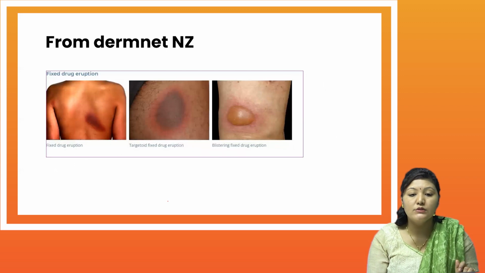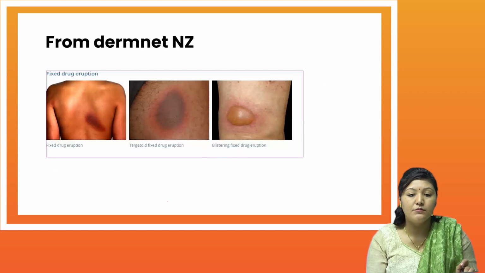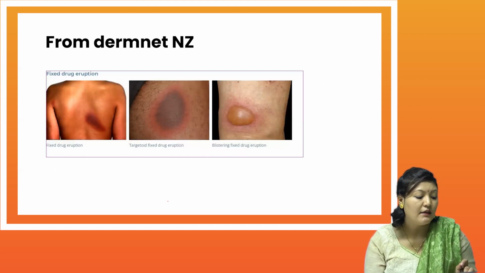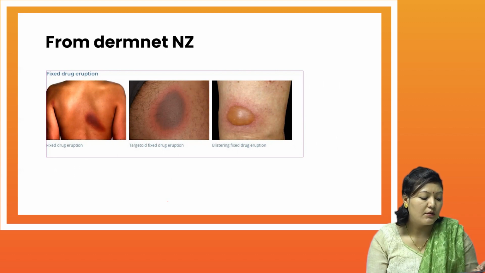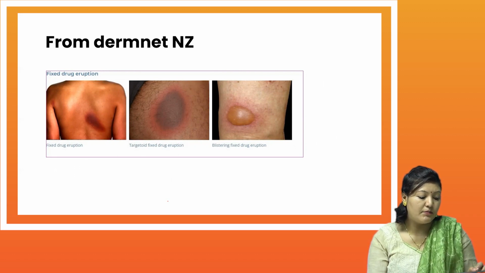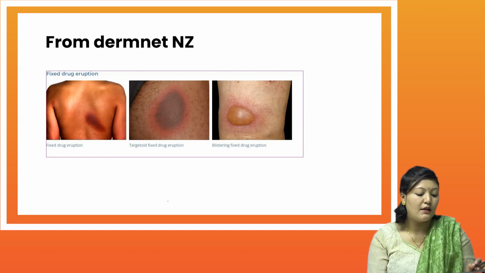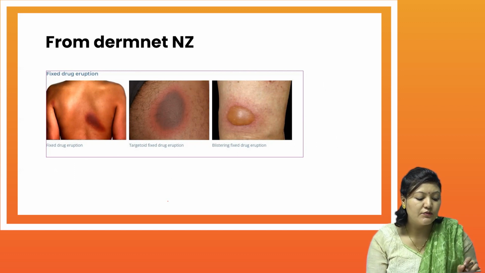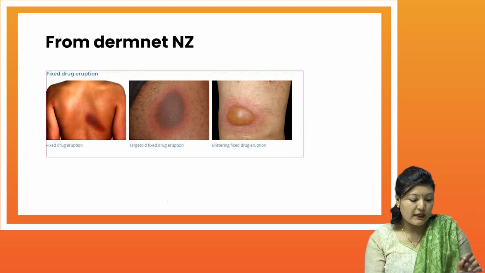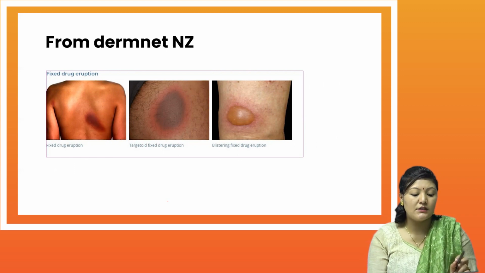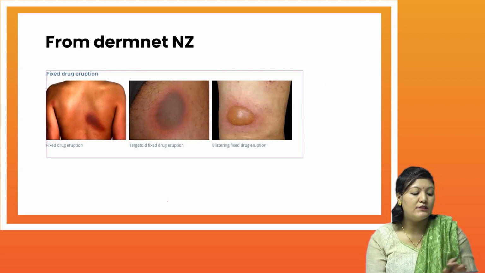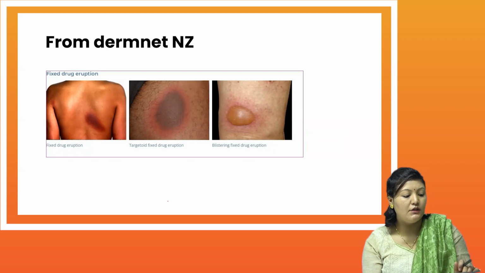These are the photos I have taken from a site called DermNet NZ, New Zealand. The first one shows a bluish, dusky blue macule over the back between two scapulas, the second one is a targetoid fixed drug eruption, and the third one is a blistering type of fixed drug eruption. These are the three varieties of fixed drug eruption.